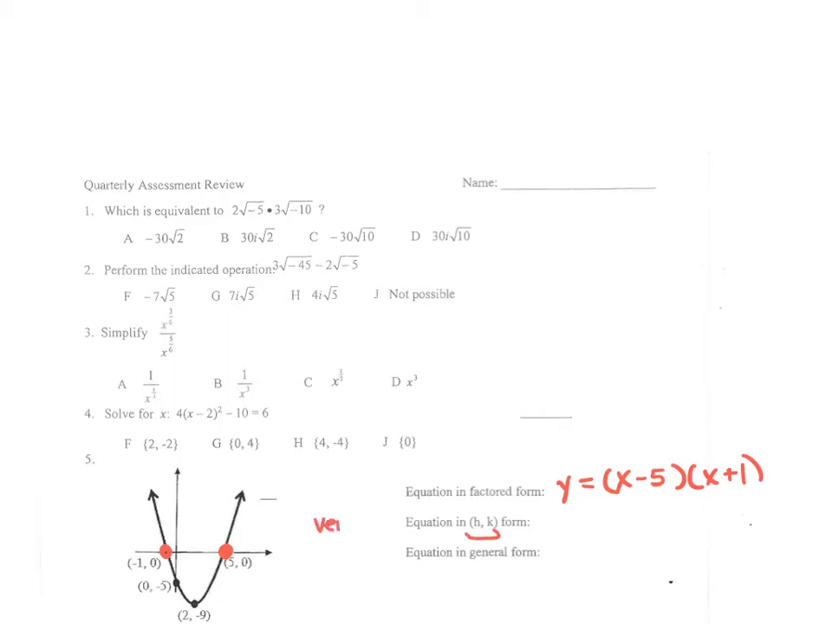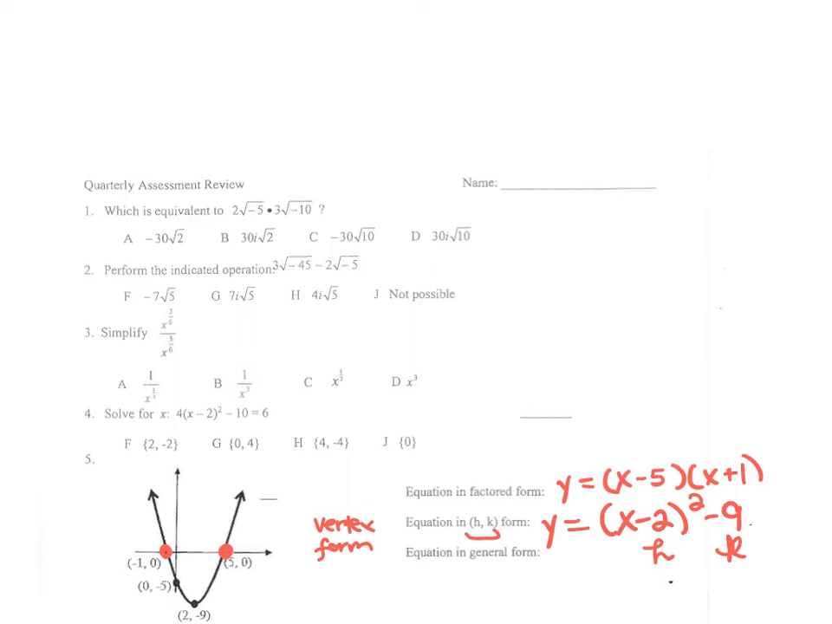HK is also called vertex form. And so if you write it in vertex form, everything is centered around the vertex. So y is equal to x minus 2, which is the x value of the vertex, squared minus 9. So this is my h, this is my k, and again, that's the vertex.